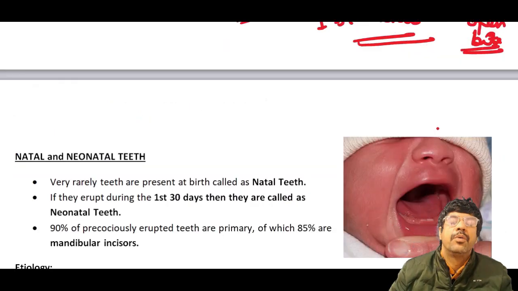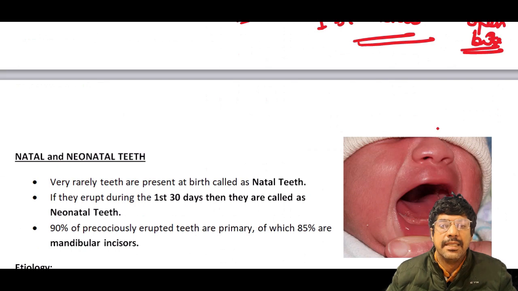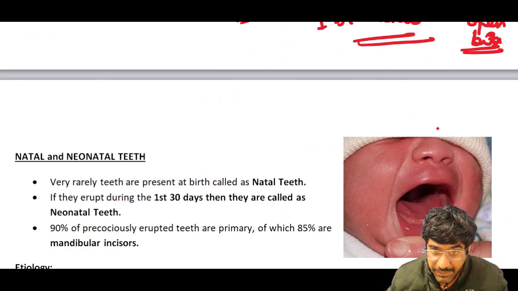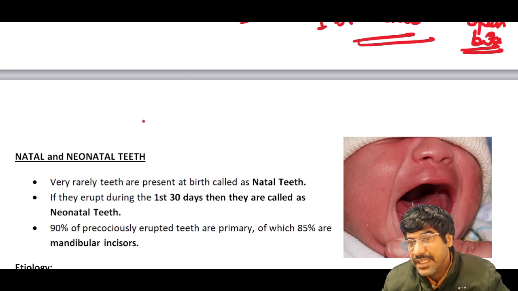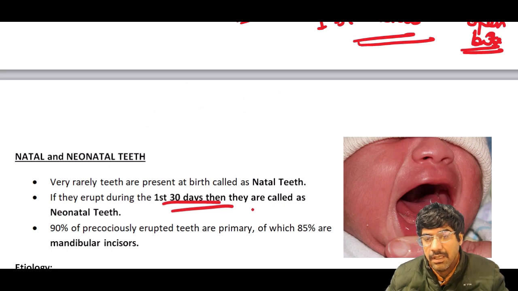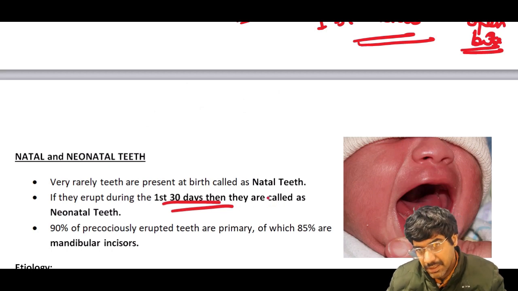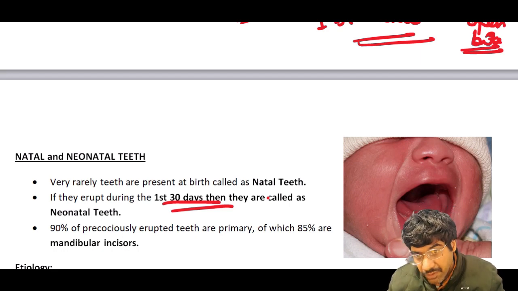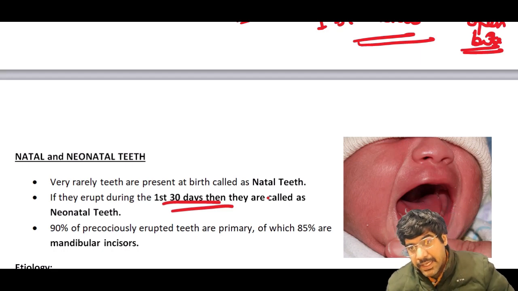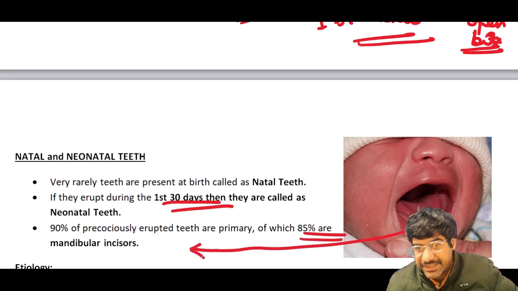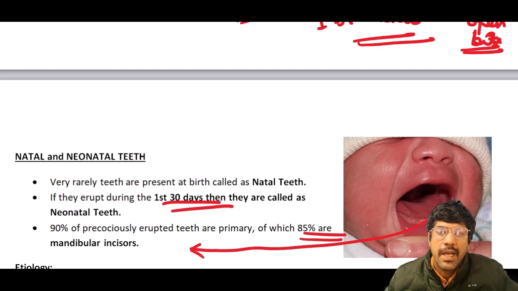Now let us discuss natal and neonatal teeth. Natal teeth are present at birth, whereas neonatal teeth are seen after the first 30 days of birth. Remember, 90% of the early erupted teeth are primary teeth, of which 85% are mandibular incisors. Now what can be the etiology?